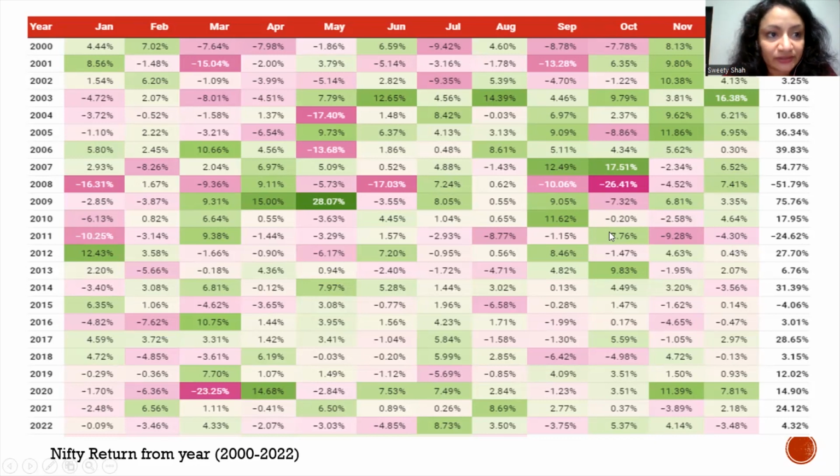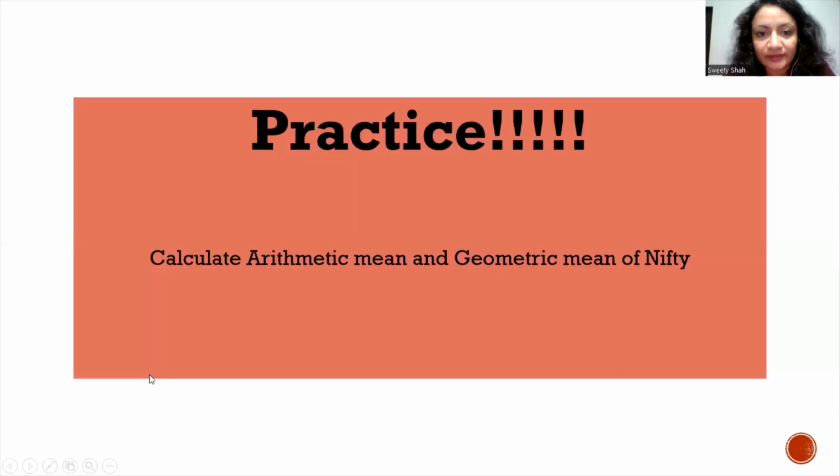You're going to calculate the return of the Nifty from the year 2000 till 2022, and you're going to calculate its arithmetic mean and geometric mean.